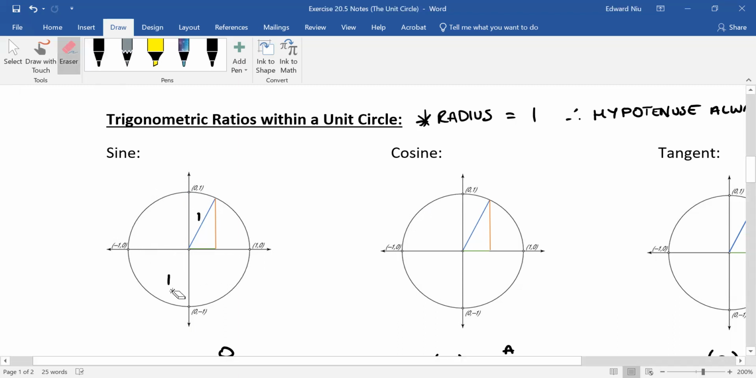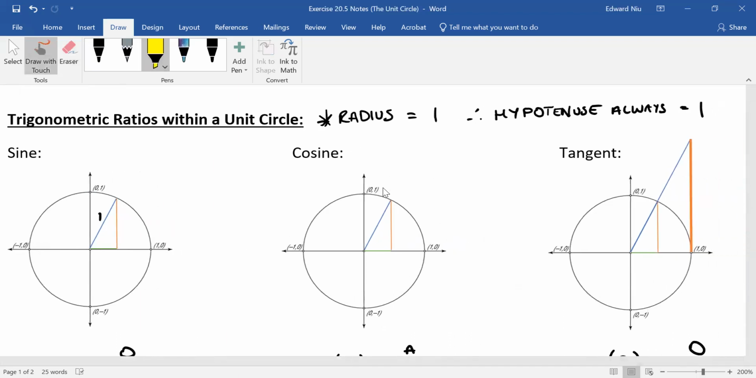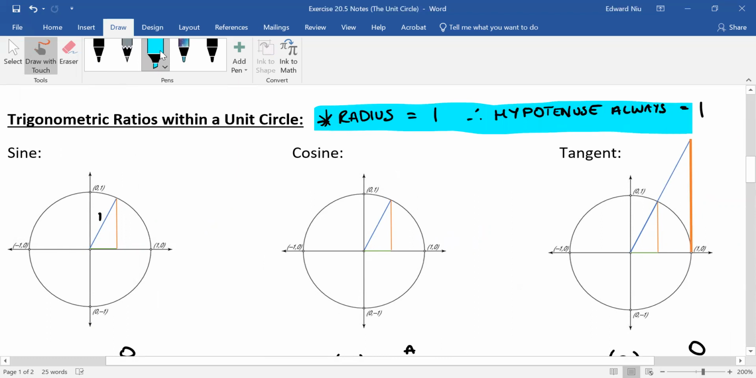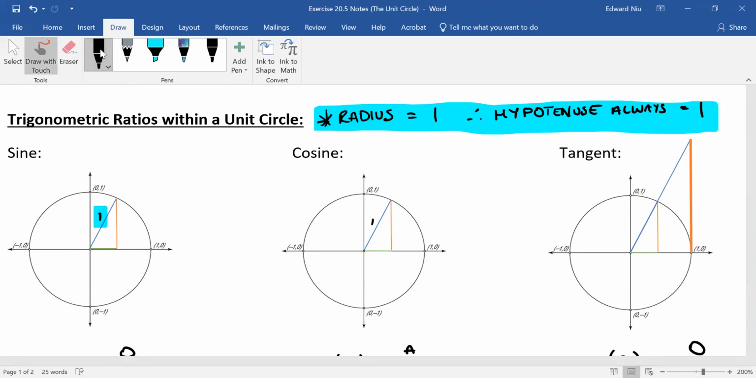Now, let's also highlight this so we don't forget. Let's use cyan. This is a big takeaway from the unit circle. I want you guys to make sure you understand this, so we never forget. The radius is 1. Now tangent's a little weird because it extends outside of the circle. We'll look at that one later. So we know here to here is going to be 1. Let's ignore that for now.